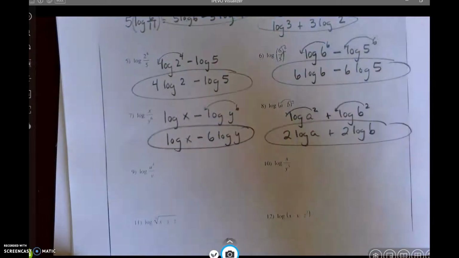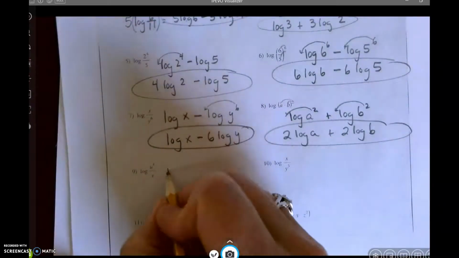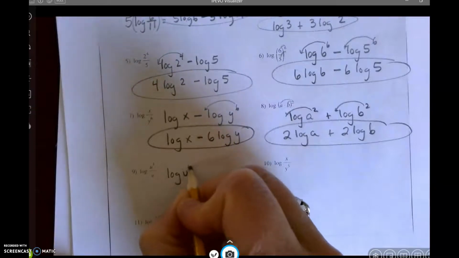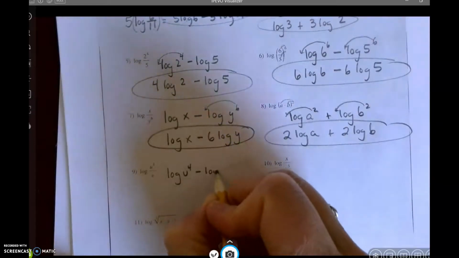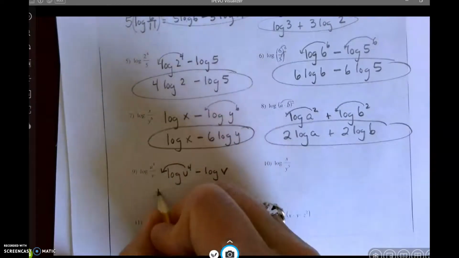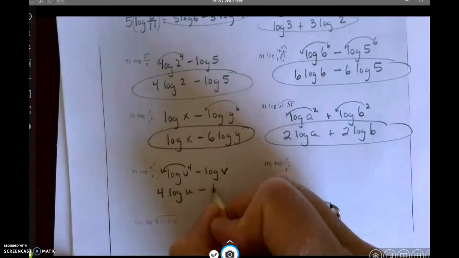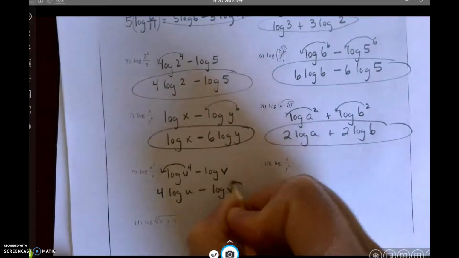Well, let's go to number 9. This 4 is only with the u. So log of u to the 4th minus log of v. 4 goes out in front. 4 log of u minus log of v.